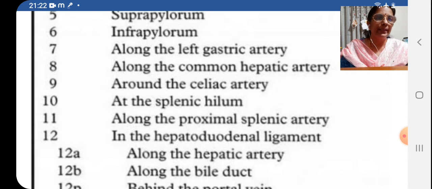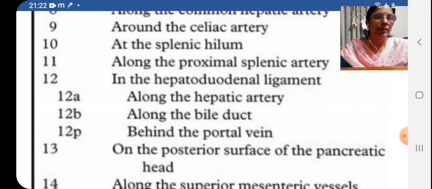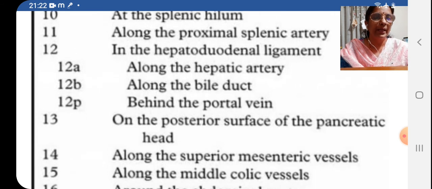From D3 dissection onwards, that means you are dissecting at the root of mesentery. You have to go till the root of mesentery. That means on the posterior abdominal wall, to remove all the lymph nodes close to the superior mesenteric vessels and the para-aortic region. So that is D3 dissection.